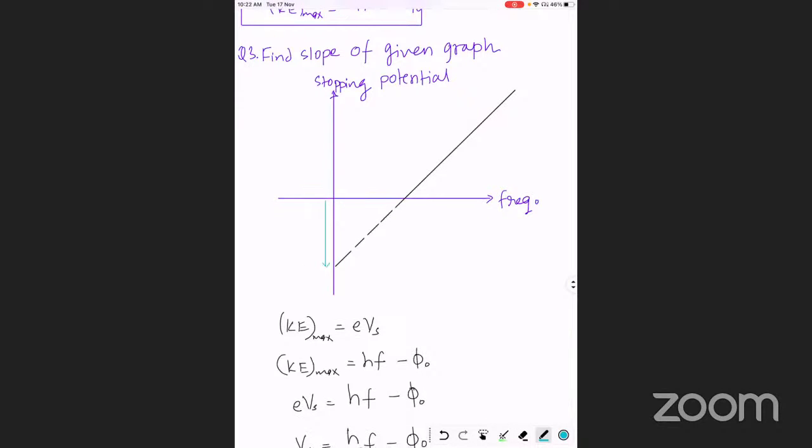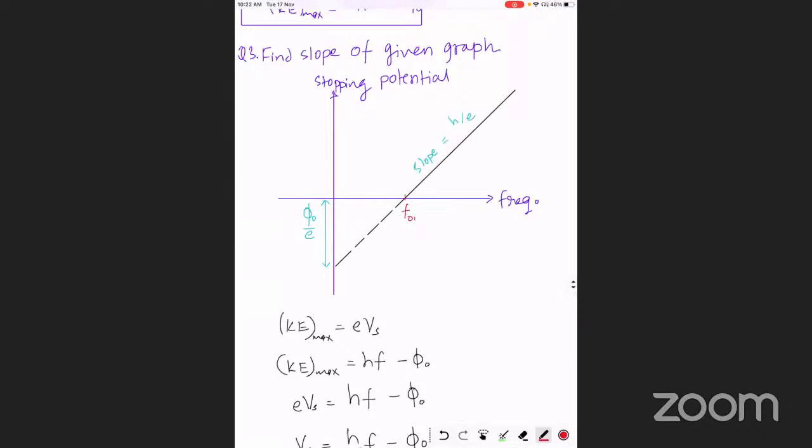Now the y-intercept is phi naught by e, and the slope is not h, it is h by e. Now you use any metal, the value of h and e will be the same for all types of metals. Am I right? For any type of metal, the value of h by e will be the same. So if you draw a graph for different metals between stopping potential and frequency, all graphs will be parallel to each other, but there will be a small difference in every graph, and this difference will appear here.